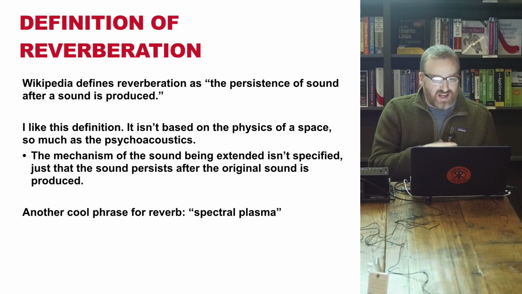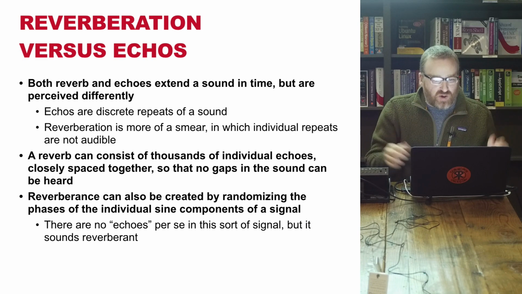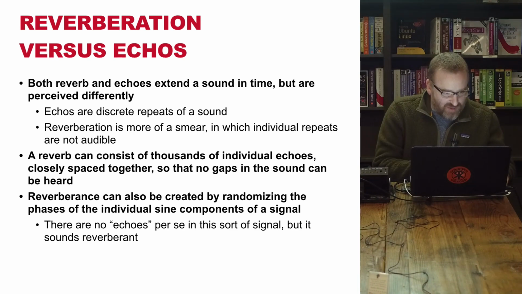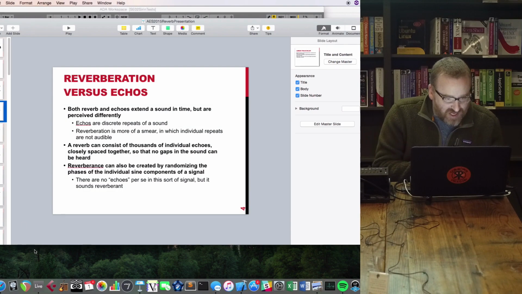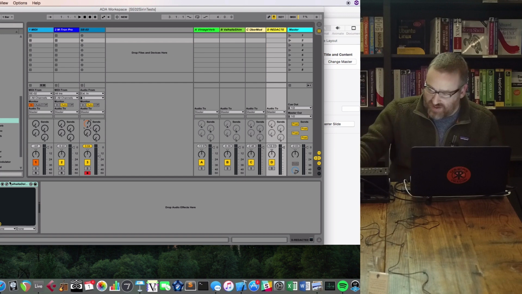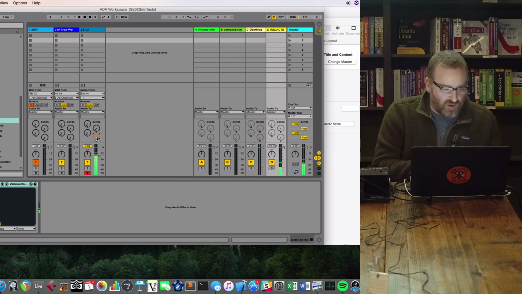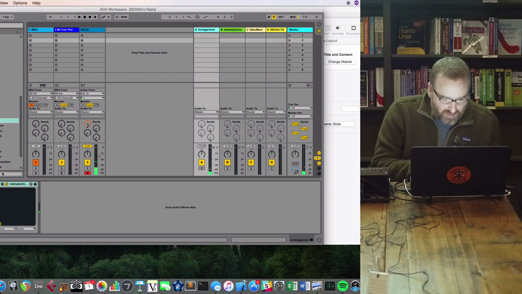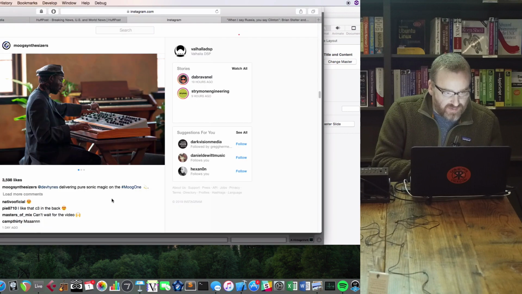I think reverbs and echoes both extend a sound, but they're perceived differently. For example, I'm sure you all understand, but this is an echo. You hear discrete repeats in there. Whereas with a reverb, there are no real discrete echoes. There can be in reverb, but that's not what most people are used to.